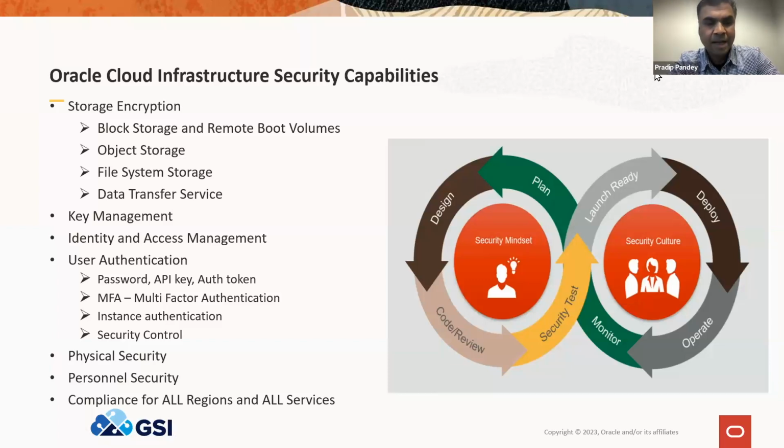It provides identity access management, which provides user authentication, either using user password, API keys, and authentication tokens, depending on whether you're interacting with OCI using the web console or REST APIs. It provides multi-factor authentication and also has features like instance level authentication for your virtual machine instance and other security controls. OCI provides physical security for the data center, personnel security for data center, and also provides compliance for all the OCI regions and all the services worldwide. Next slide.